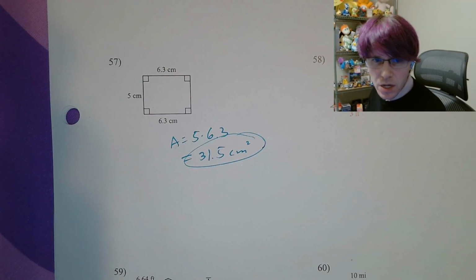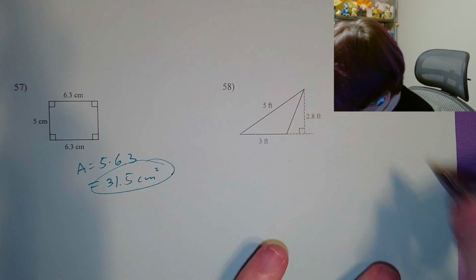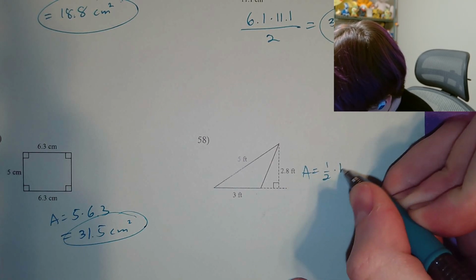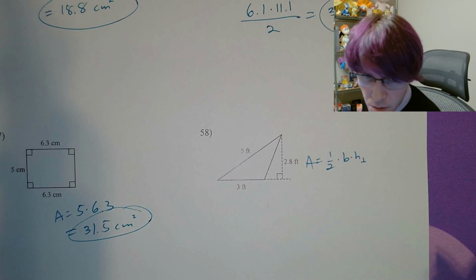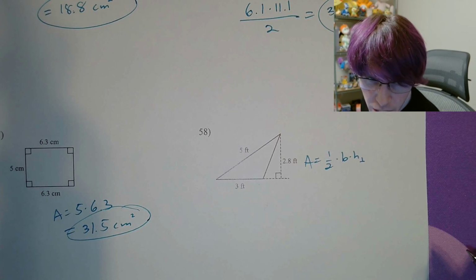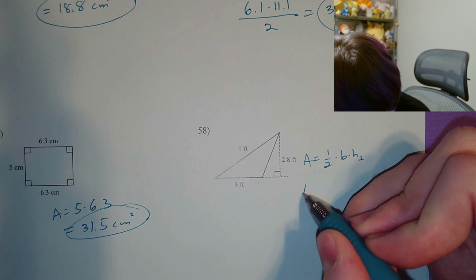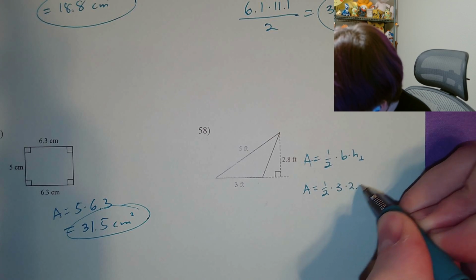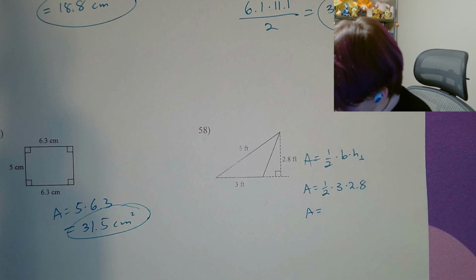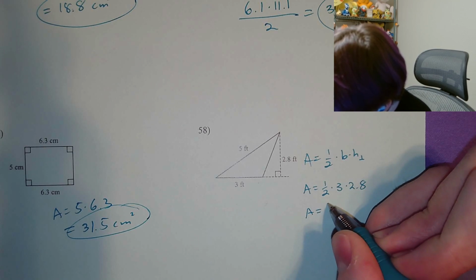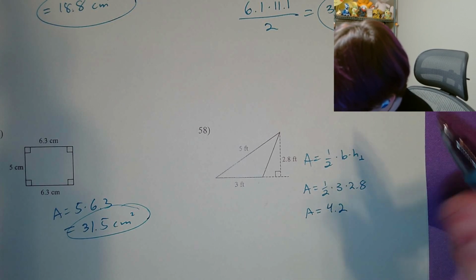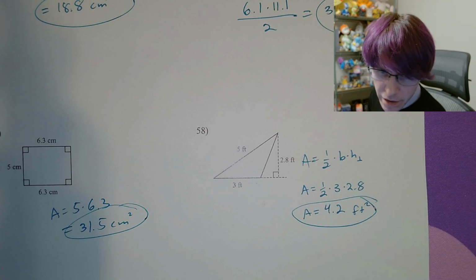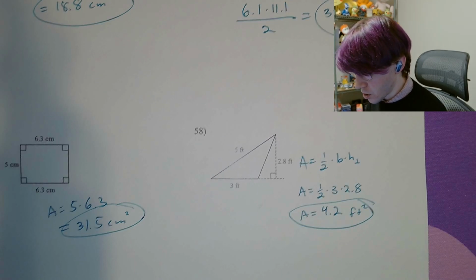Next one's going to be feet squared for our triangle. Triangles have that area formula. If you did not know, our area is going to be 1/2 times the base times the height that is perpendicular to the base. Height that is perpendicular to base is 2.8. The base is 3. The 5 is useless. 1/2 times 3 times that 2.8. Our area is therefore going to be, what is that going to be, 4.2? Yeah, 4.2 feet squared. Nice.